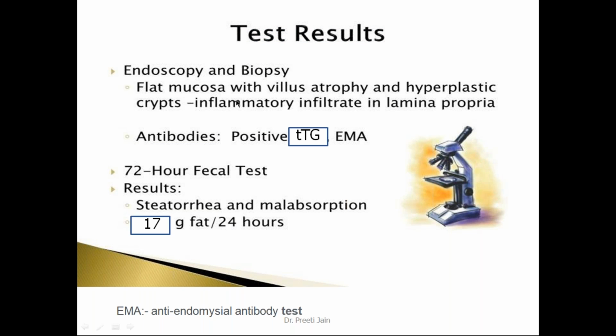So the endoscopy was done and a biopsy was done, in which the flat mucosa with villus atrophy and hyperplastic crypts was seen, right? Normally in the small intestine, you must be remembering that the small intestinal mucosa is thrown into numerous fold-like projections which are known as villi. Here you see that there is a villus atrophy in this patient, and of course there were antibodies, and the steatorrhea was also there, that is, the fecal fat was increased.